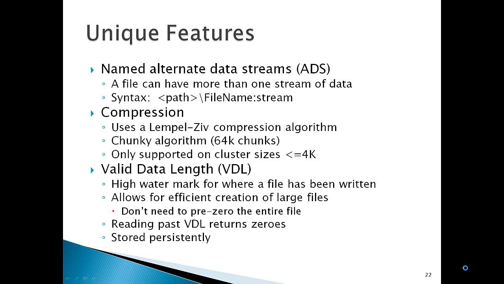There's another idea called valid data length, and this helped with performance. It was a high watermark for where a file has been written. It allows for efficient creation of large files. This has to do with pre-zeroing the entire file, which would take a long time.